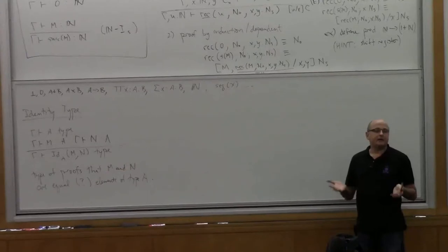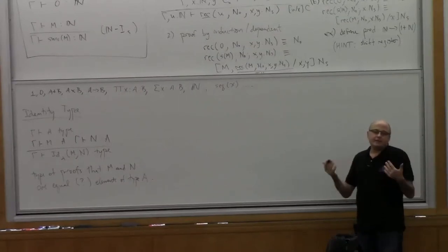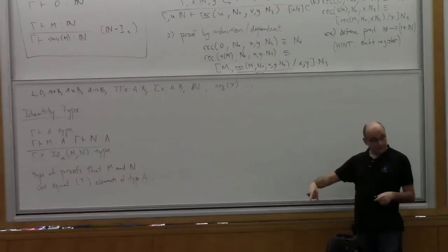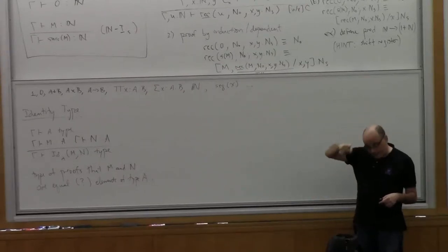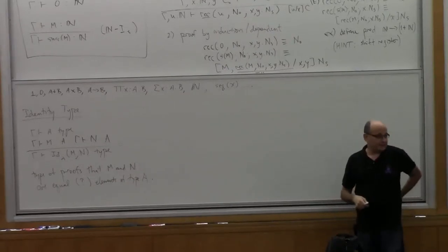Okay? That's an inductive definition. In the same way that when I define the natural numbers, I say it's the least type containing zero and closed under successor, I'm going to say it's the least type containing reflexivity. Or another way of saying it, it's the least reflexive relation, the smallest reflexive relation. It's the diagonal, right? If you admit only the diagonal and nothing else, then you've got the identity. That's the usual way to think about the identity relation, right?